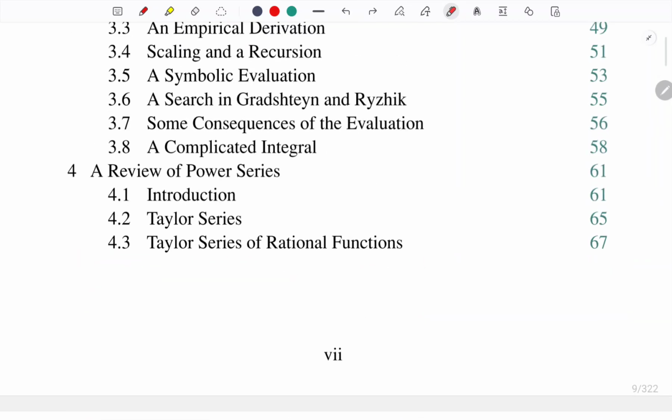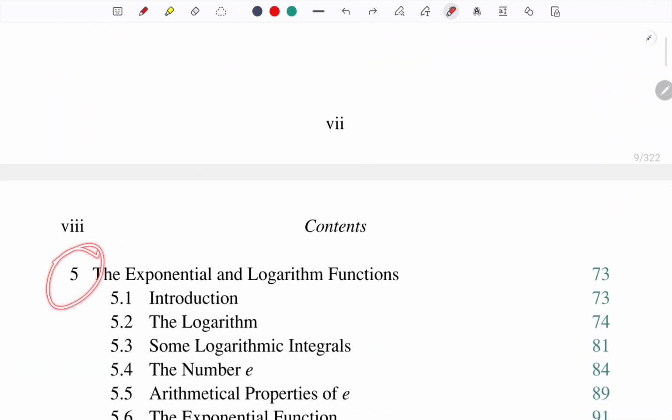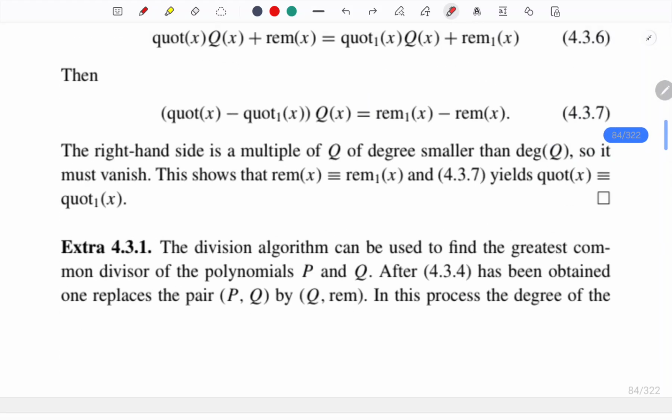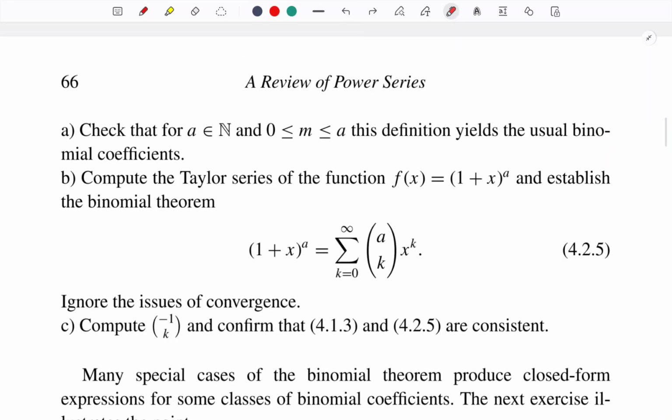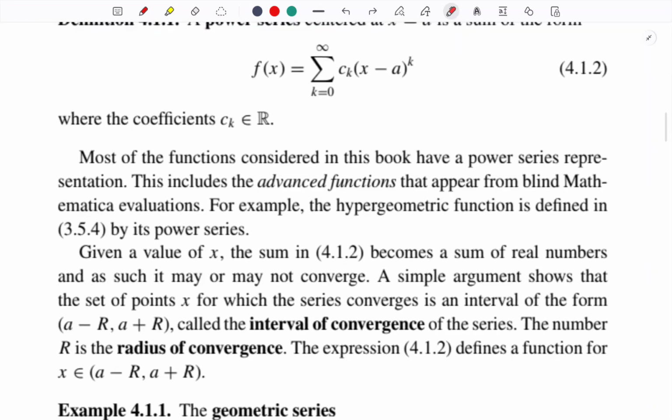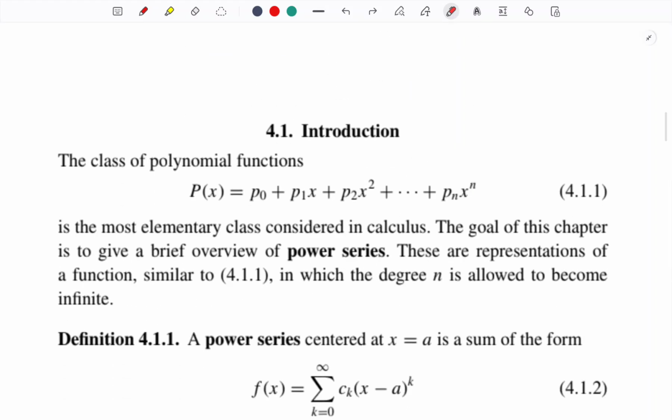Yeah, and now I'm kind of experienced and I have some sort of knowledge about these two things, like chapter 4 and chapter 5. So we are just heading towards those things. Chapter 4, yeah, a review of power series, and let's just check it out. I'm not sure, but yeah, okay.